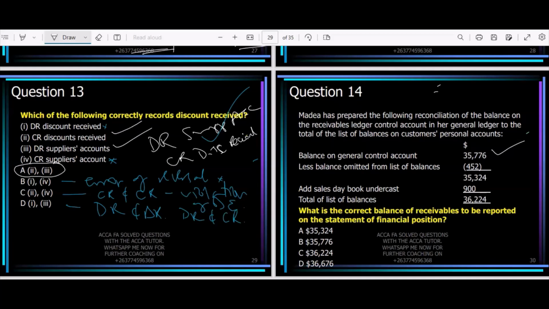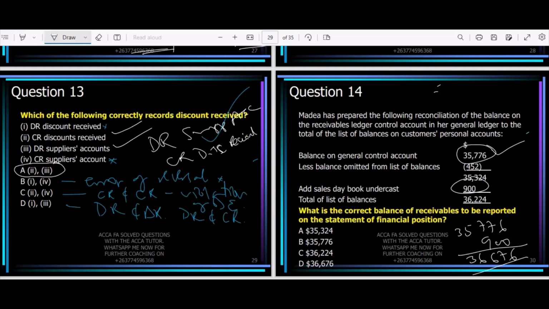Obviously, we are seeing an undercast of 900. This means when we were extracting information to the general ledger, there was an undercast in the sales day book. So we need to add that undercast to the figure given there. We need to correct the receivables control account figure. So we add 35,776 plus 900, and we must get 36,676 as the corrected version of the receivables balance.